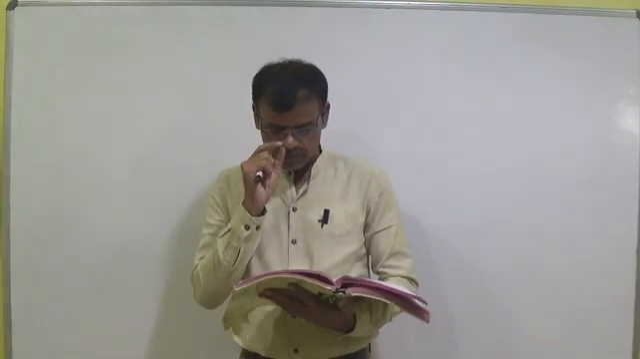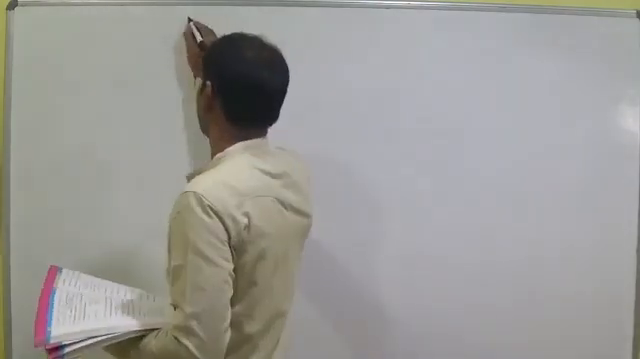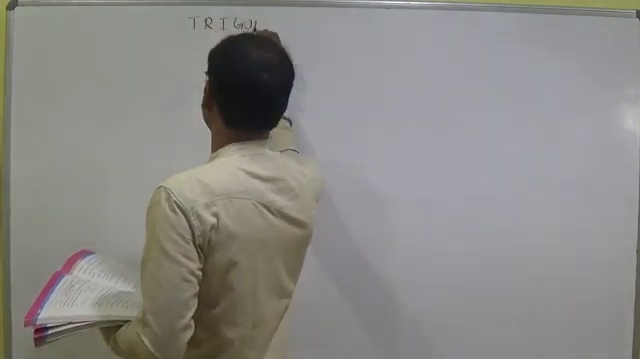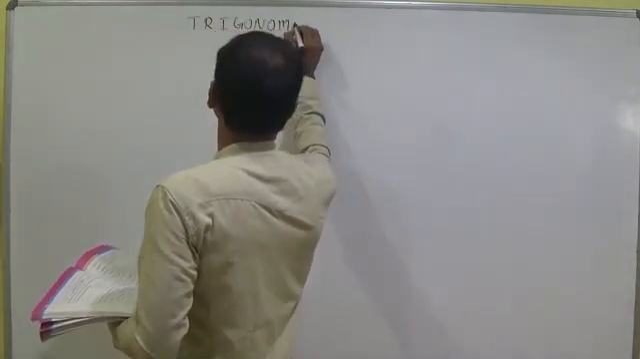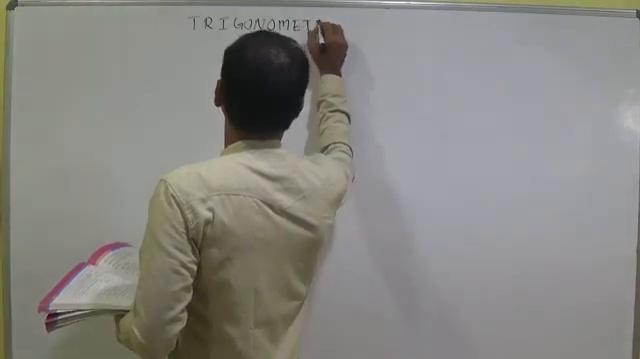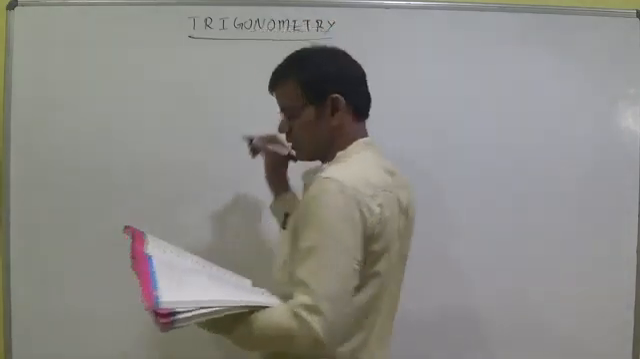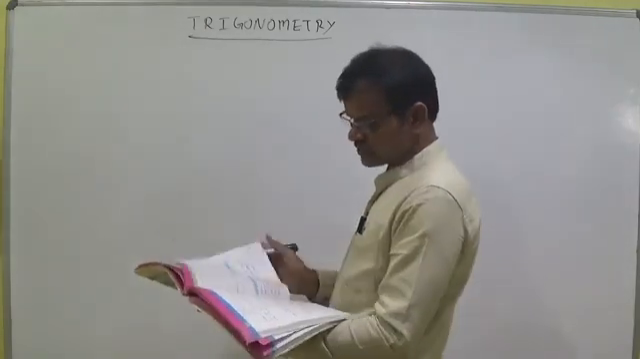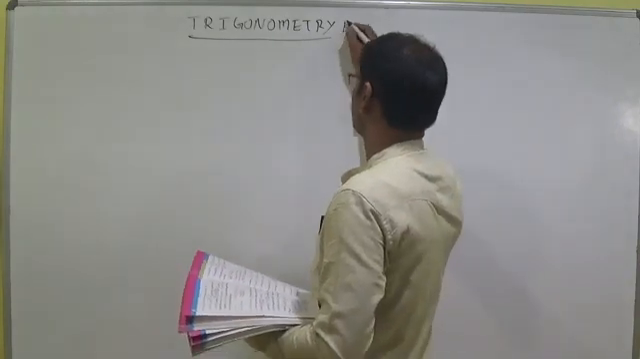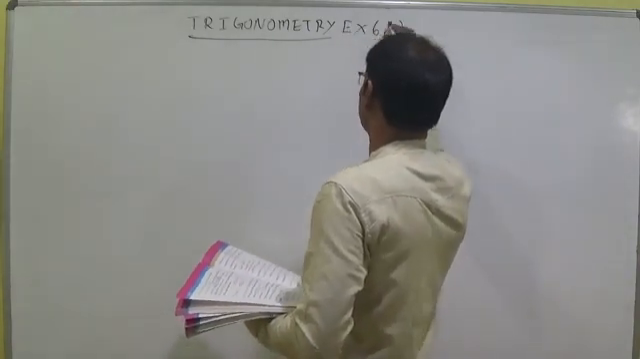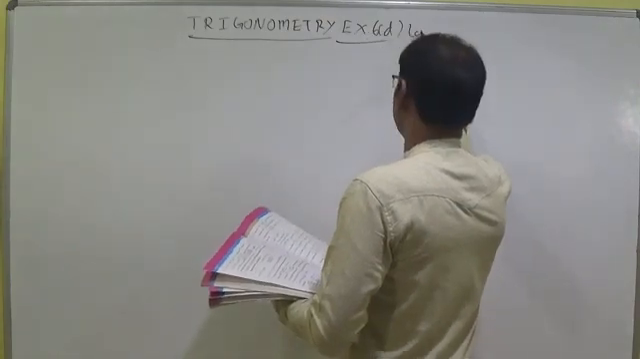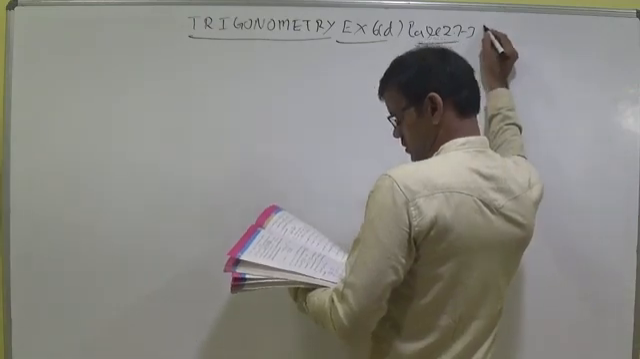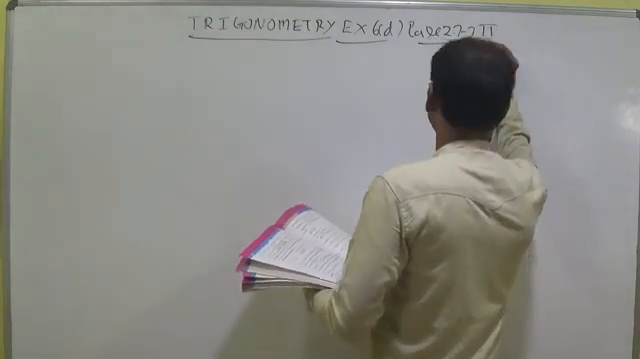Dear students, we are handling the topic trigonometry. In the topic trigonometry, exercise 6D is going on in Mathematics 1A. Exercise 6D, page number 273, Roman number 2.